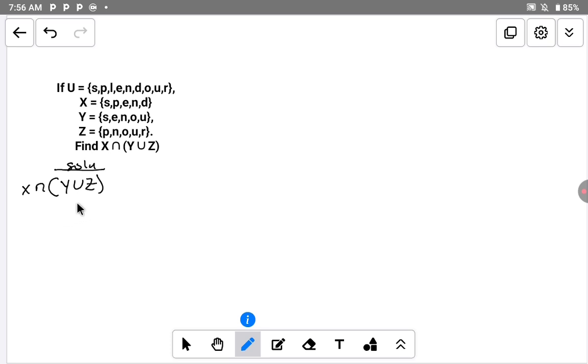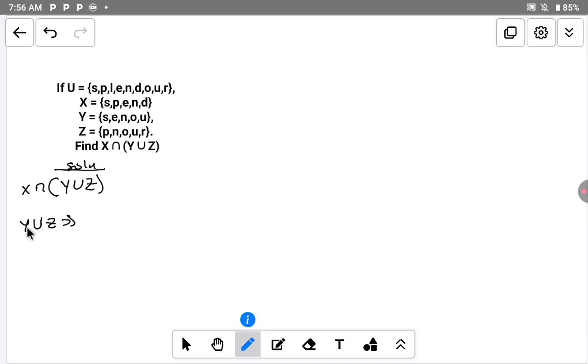But the first thing is to solve the bracket first. After you solve the bracket, then you use it to find the final answer. So let's first of all solve what is in the brackets. In this bracket here, we have Y union Z. So what will be our Y union Z?